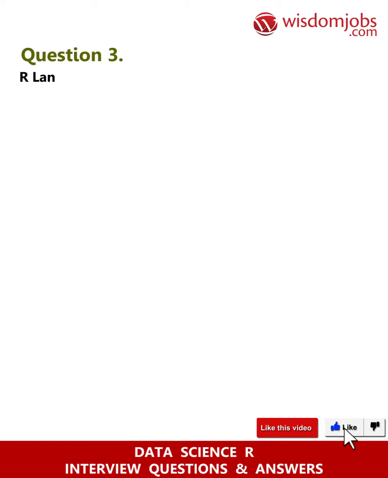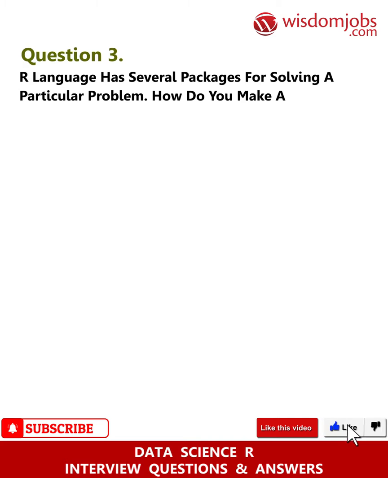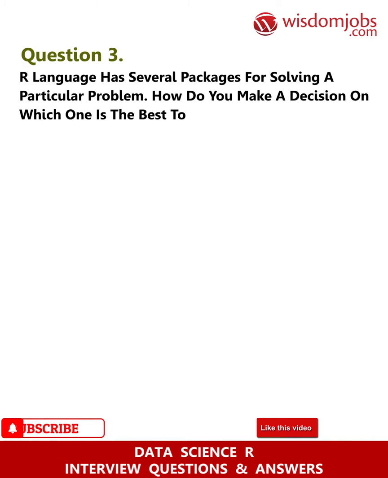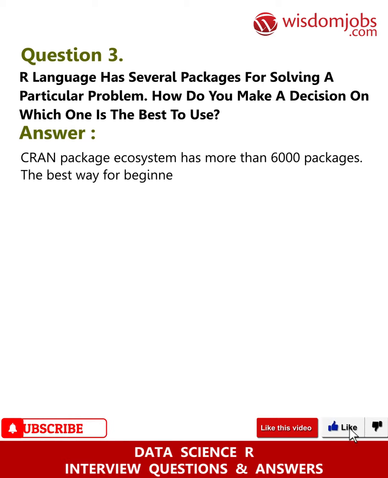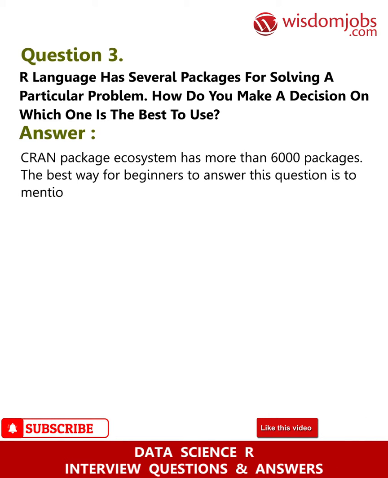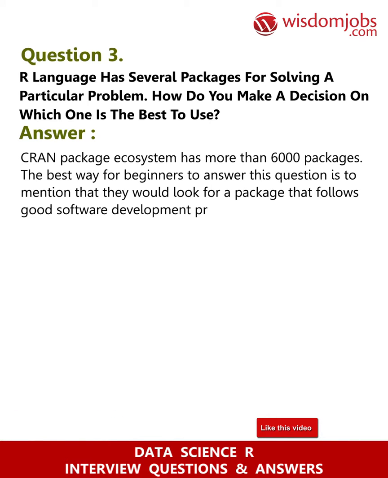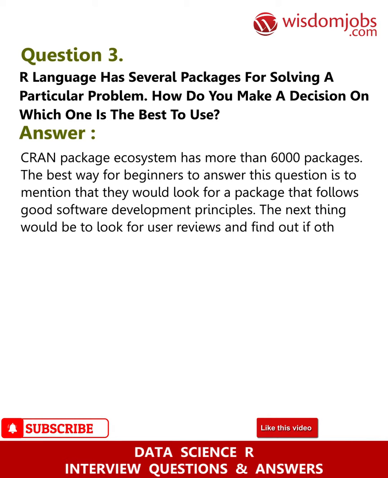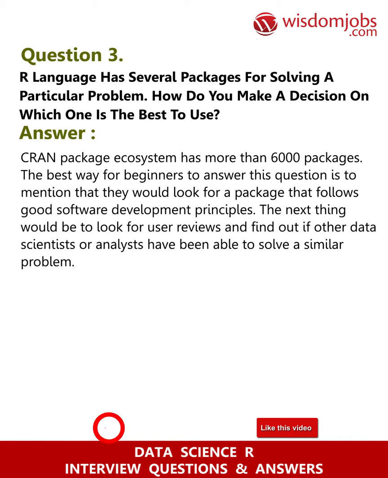Question 3. R language has several packages for solving a particular problem. How do you decide which one is the best to use? Answer. The CRAN package ecosystem has more than 6,000 packages. The best way for beginners to answer this question is to mention that they would look for a package that follows good software development principles. The next thing would be to look for user reviews and find out if other data scientists or analysts have been able to solve a similar problem.